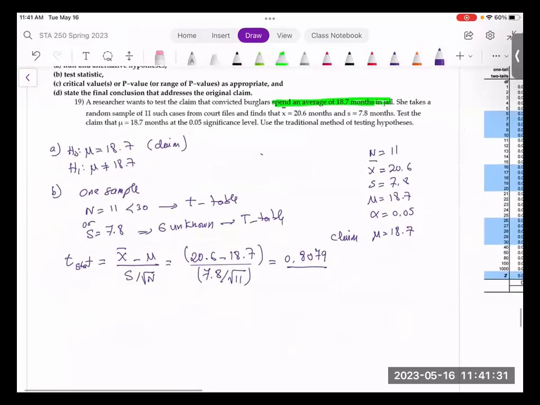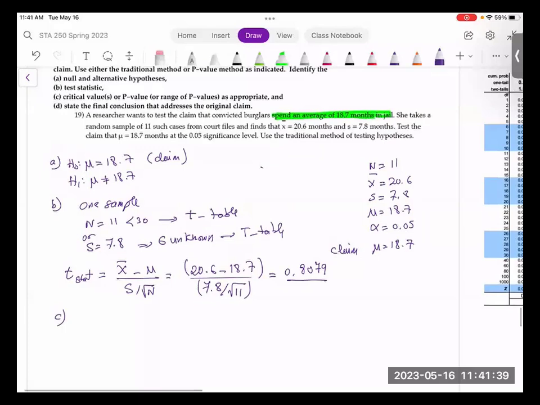All right, what I'm going to do now, I'm not going to use the p-value. I'm going to use the critical value. Do you want the p-value? No, I can do both of them. Well, no, I'm asking. So I don't know.